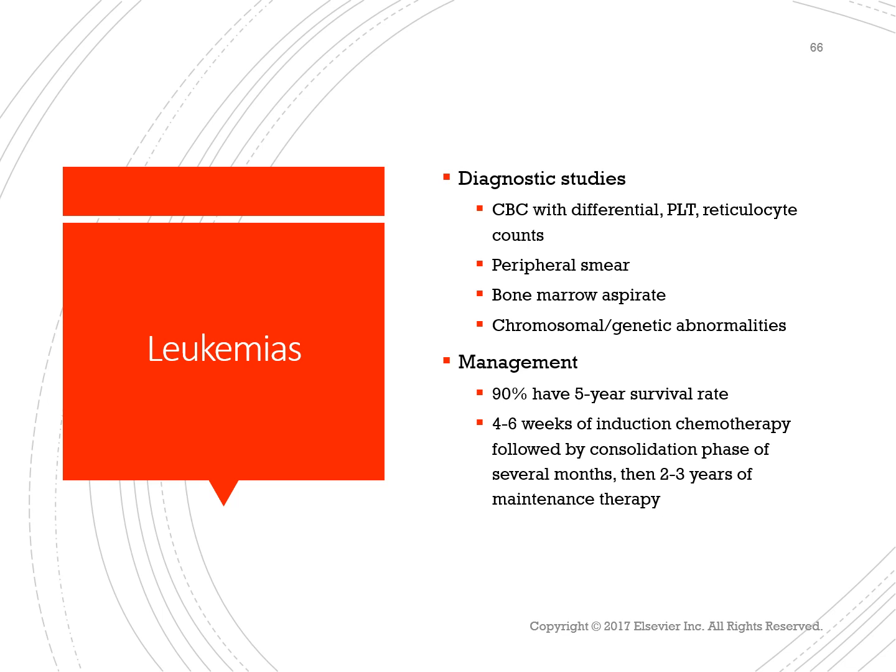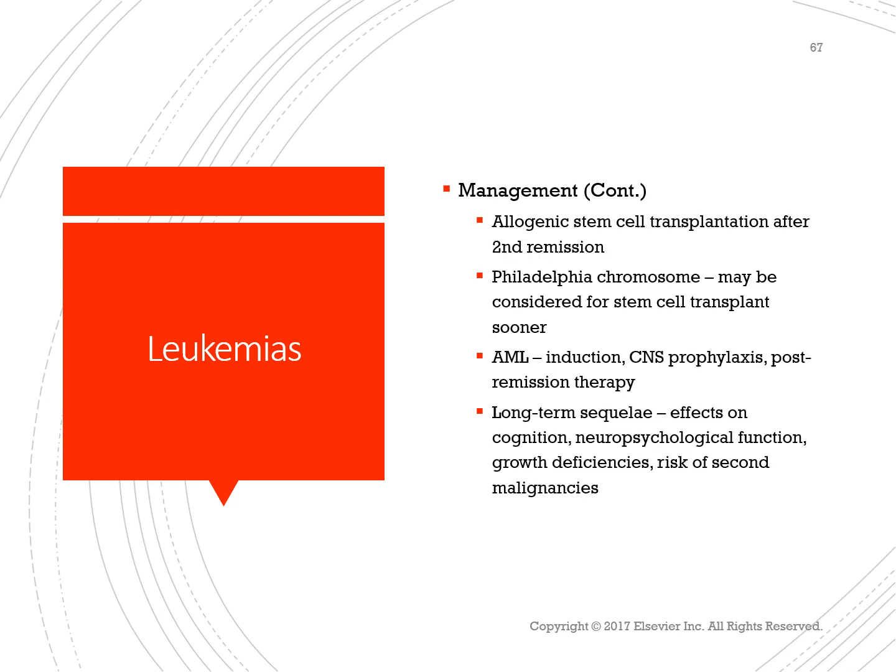Management: about 90% of these kids have about a 5-year survival rate. We're going to do 4 to 6 weeks of induction chemotherapy, followed by a consolidation phase of several months, and then 2 to 3 years of maintenance therapy. We're going to do allogeneic stem cell transplantation after a second remission. The Philadelphia chromosome may be considered for stem cell transplant sooner. If they have AML, we're going to do the induction, CNS prophylaxis, and post-remission therapy.